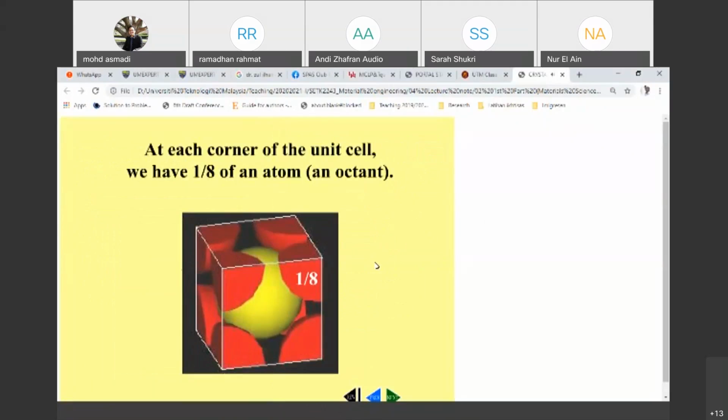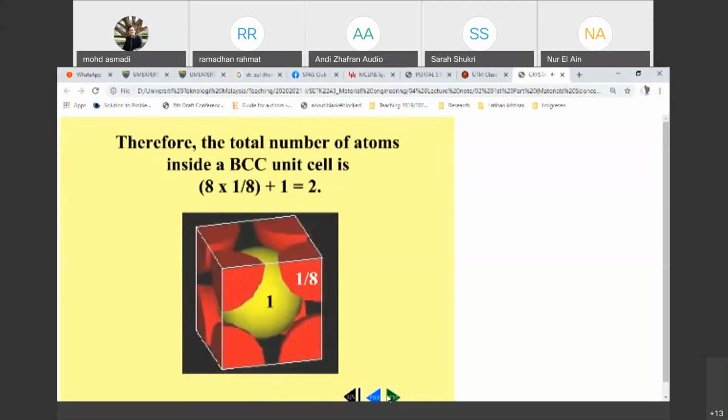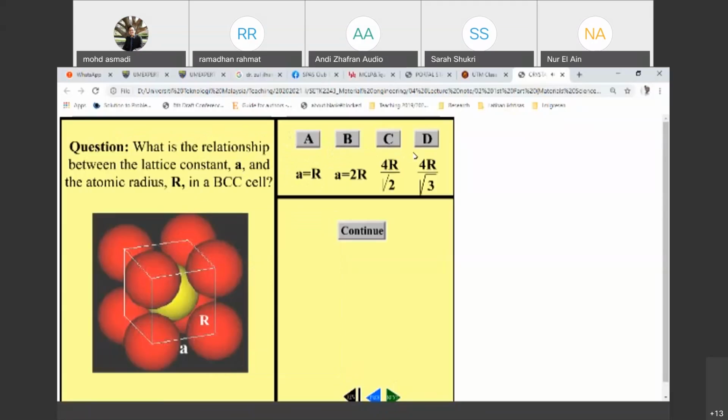At each corner of the unit cell, we have 1/8 of an atom, an octant. At the center of the unit cell, therefore, what is the relationship between the lattice constant A and the atomic radius R in a BCC cell? Anyone? 4R over root 3. This one. Are you sure? Is it D? I click D. Correct. Press continue to verify your answer.